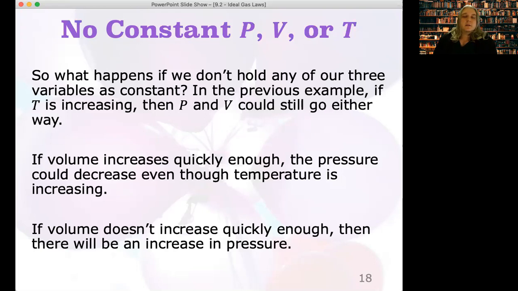As I was just saying with the previous example, if you're increasing the temperature and you increase volume enough, then the pressure will decrease even though temperature is going up. Likewise, if the volume isn't increasing enough, the pressure will increase, which is what we expected if we held the volume constant.